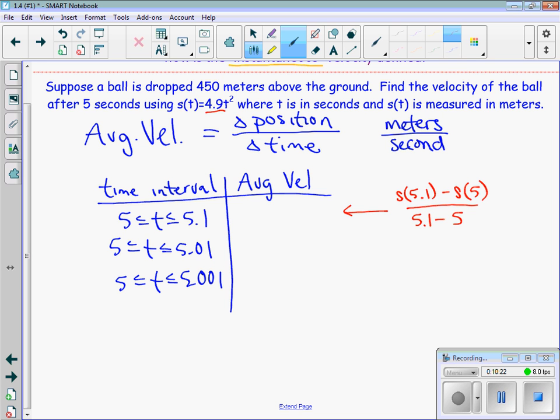Okay, so we get that should be 49.49, and it's hard to tell what we're actually approaching, if it's going to 50 or what it's going to. If we do this one, we get 49.049, and then this one ends up adding another 0 in there. So what would you say is the instantaneous velocity at 5 seconds?